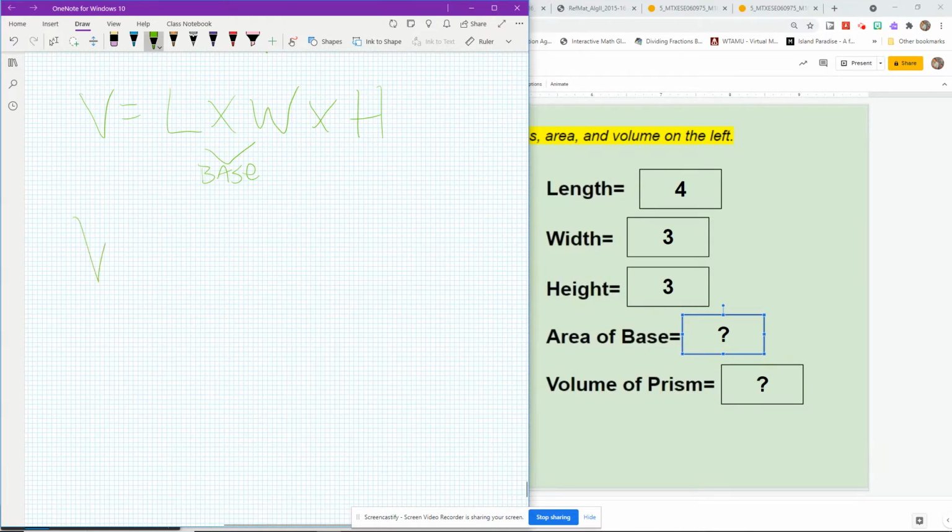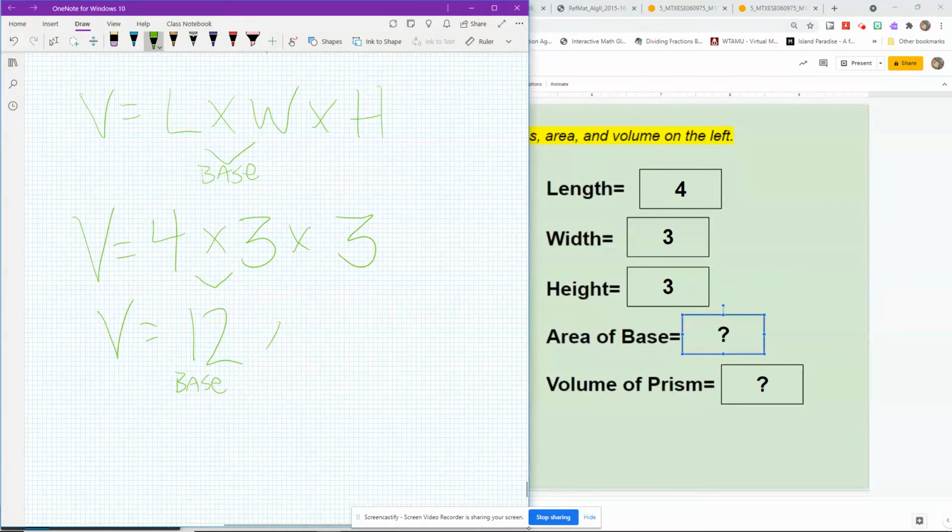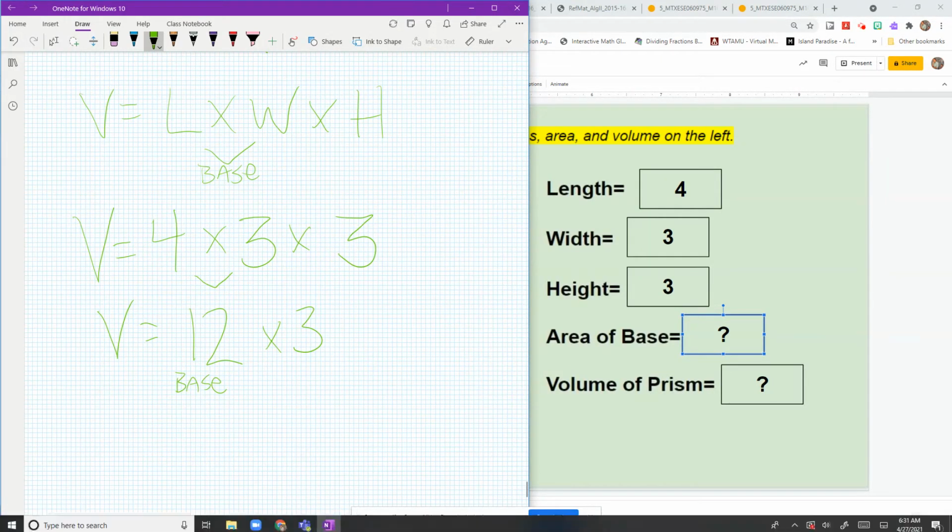All right, so volume equals, what's length? Plug it in. L turned into 4, W turns into 3, and H turns into 3, because my length was 4, my width was 3, and my height was 3. So volume equals 4 times 3 times 3. Whatever my length times my width together is, that's my base. So my base is 4 times 3. My base is 12.